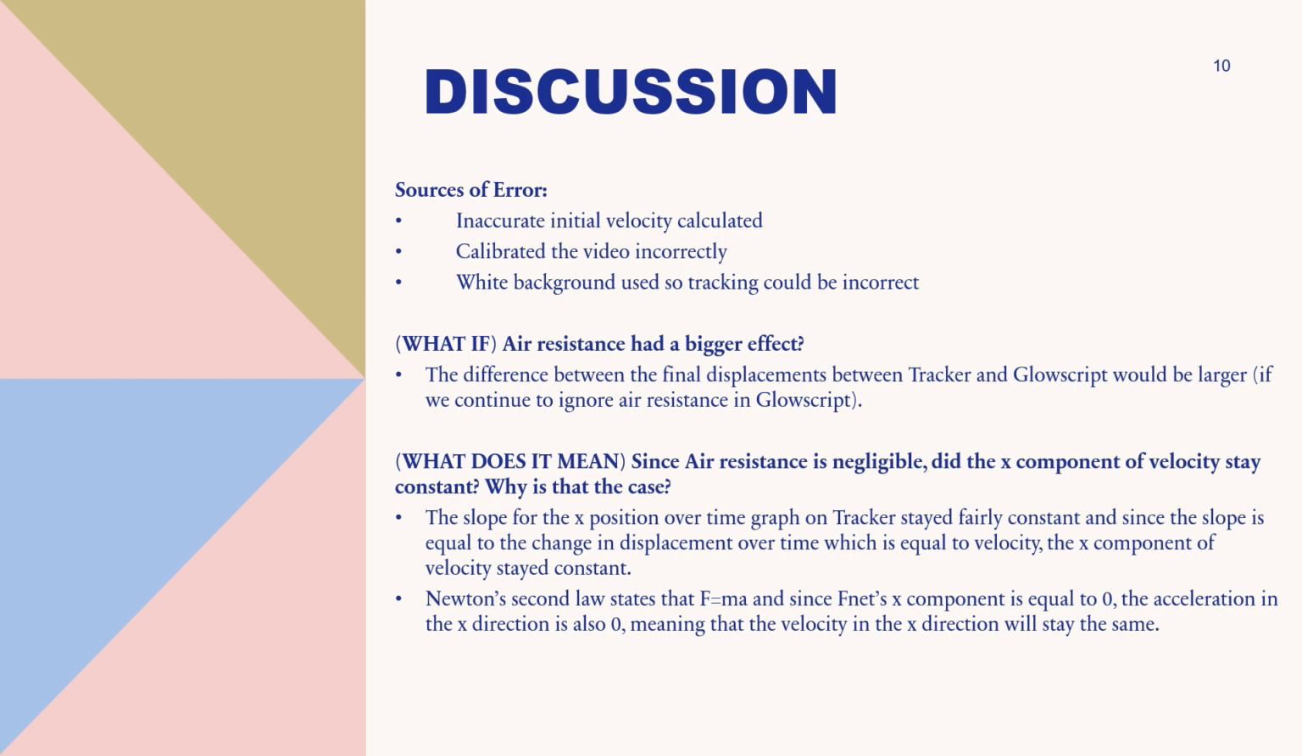The slope for the x position over time graph on Tracker stayed fairly constant, and since the slope is equal to the change in displacement over time, which is obviously equal to velocity, the x component of velocity stayed constant. Why is that the case? Well, Newton's second law states that F equals ma, and since F net's x component is equal to 0, the acceleration in the x direction is also 0, meaning that the velocity in the x direction will stay the same.